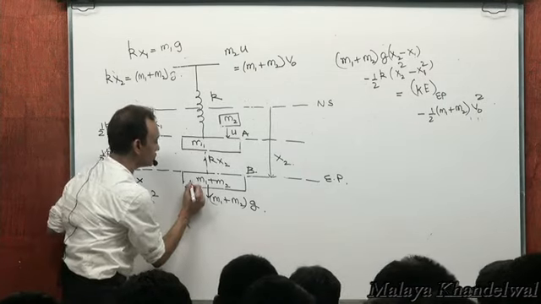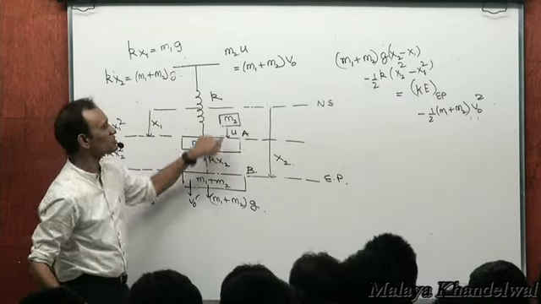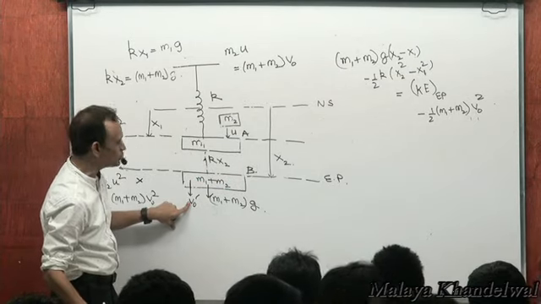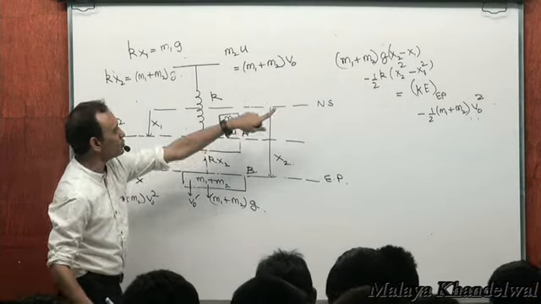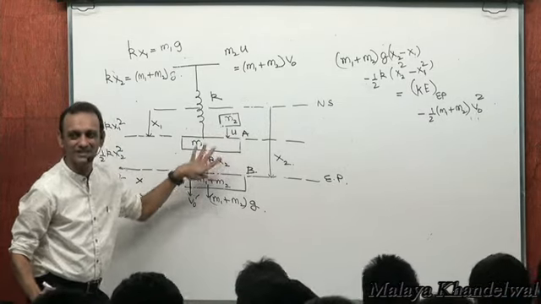Just in case, this was not V naught, this was V naught prime. V naught was the combined velocity of m1 and m2 right after the impact. So just to distinguish between them, I never even used this V naught. The V naught that I have used in this equation is the combined velocity of m1 and m2 right after impact. So just stand corrected.